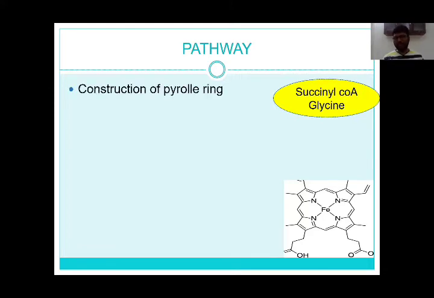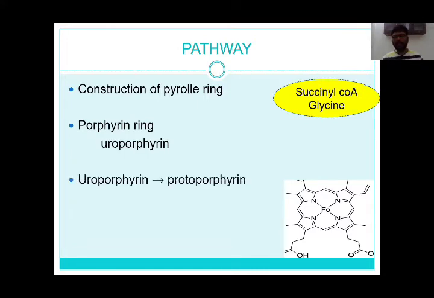Okay, next, after constructing a pyrrole ring, 4 such rings will be joined together to form a porphyrin ring. Unfortunately, when we join 4 pyrrole rings, we are getting uroporphyrin ring. But heme is made up of protoporphyrin. So in the next part, we will be converting this uroporphyrin into protoporphyrin. Finally, to this protoporphyrin ring, we are fixing an iron atom at its center to form the heme structure. So this is how heme is synthesized.